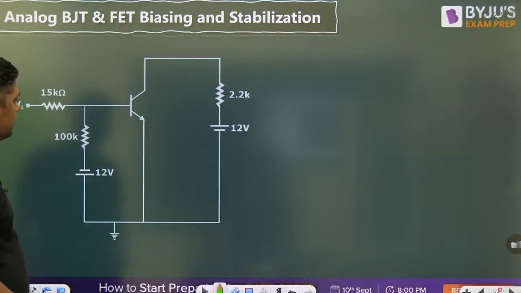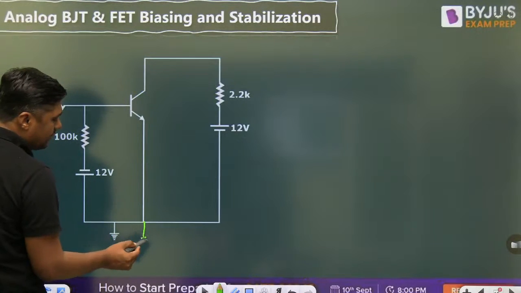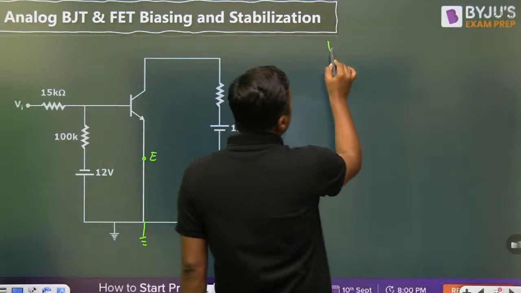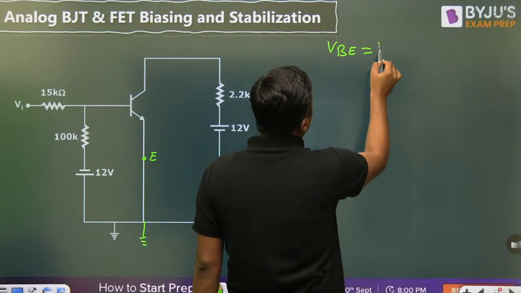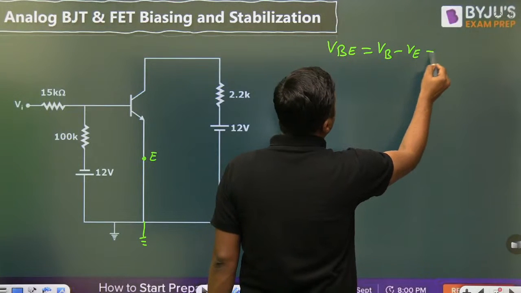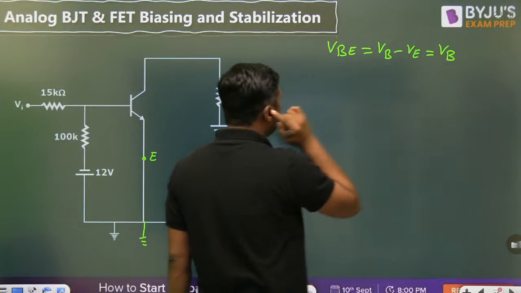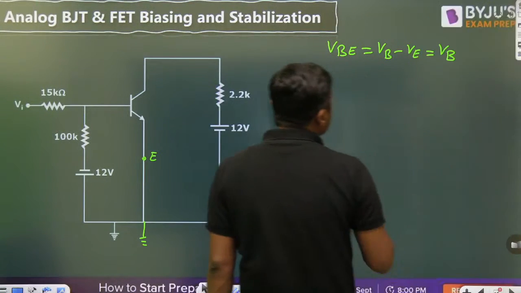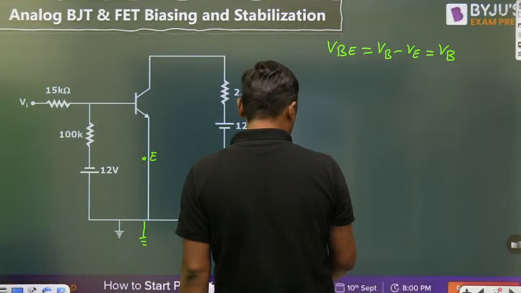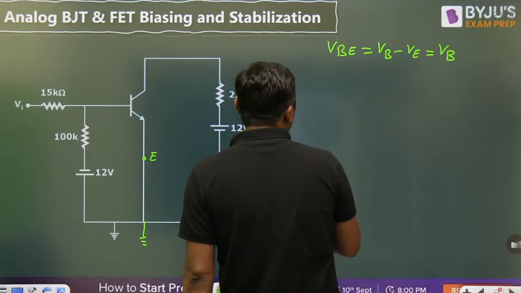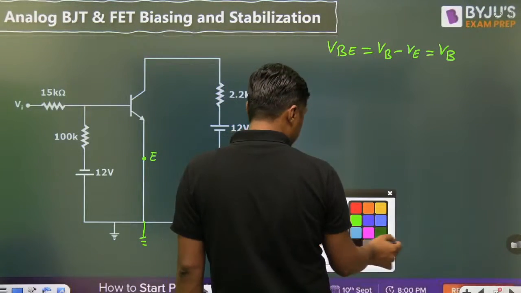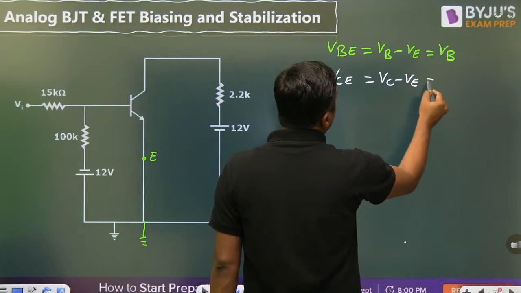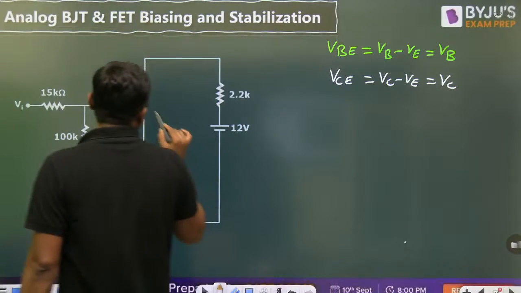In this question, always remember once the emitter is connected to ground, then you can say VBE is equal to VB minus VE. That is nothing but VB. Why? Because emitter voltage is 0. Second thing, similarly, VCE is VC minus VE, that is nothing but VC. The voltage at this point is called VC.